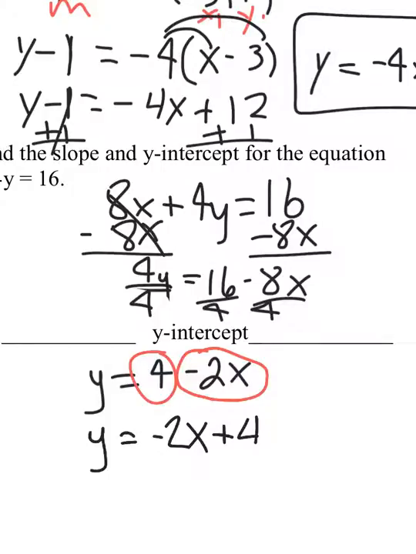What's the slope? -2, the number in front of x. What's the y-intercept? 4. There you go.